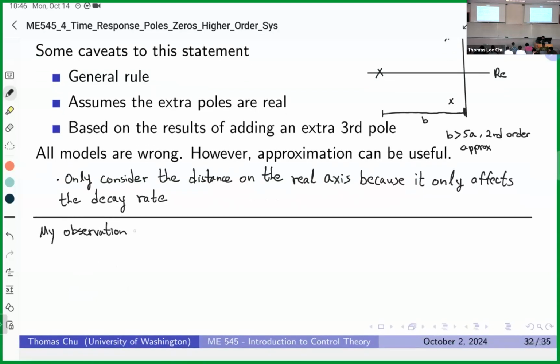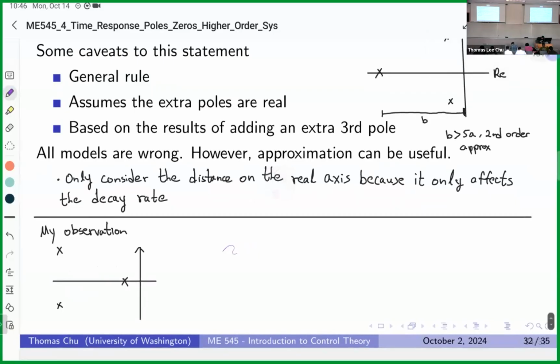Let's say we have the opposite. Now we have this scenario. Our response might look like this. It might look like that. And this is specifically in the case of PID design.